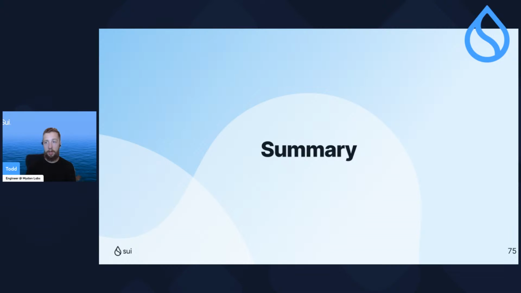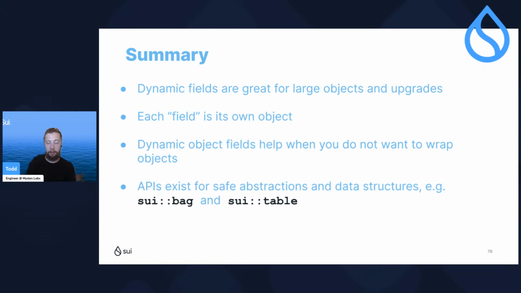All right. So just to wrap things up, dynamic fields. This is our API in Sui Move for letting you add fields to large objects. They can also let you add fields over time and upgrades. Each field, keep in mind, is its own object. So you don't always want to use dynamic fields. There is some cost. You have to pay for the object. But when you want upgrades or you want really large objects, dynamic fields are actually going to save you something there.